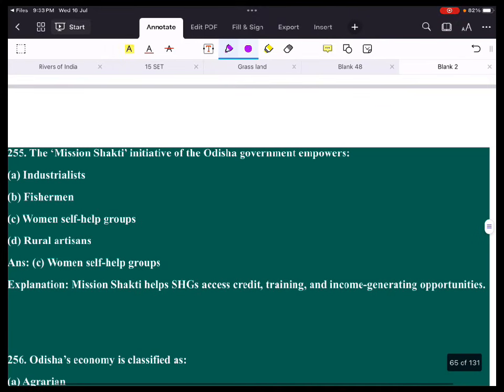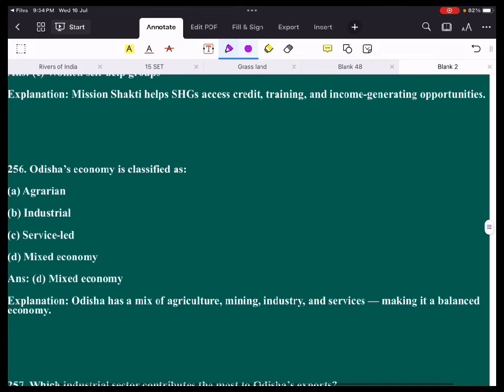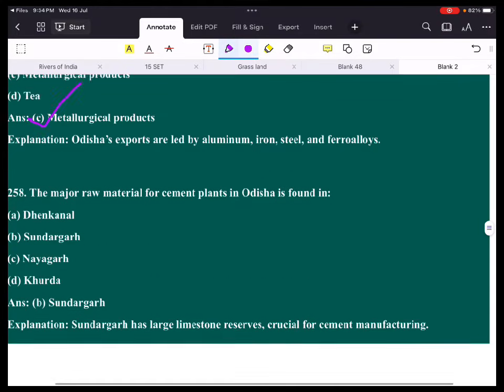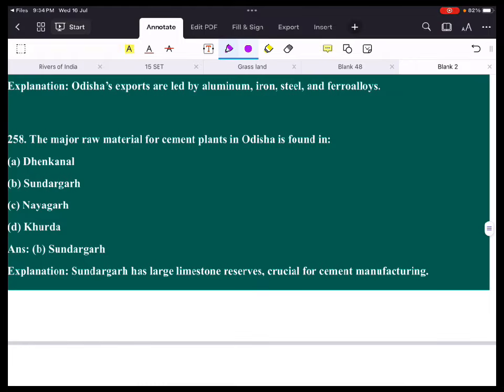The Mission Shakti initiative of the Odisha government empowers women self-help groups, option C. Odisha's economy is classified as a mixed economy, option D. Which industrial sector contributes the most to Odisha's export? That is metallurgical product, option C. The major raw material for cement plants in Odisha is found in Sundargarh, option B.